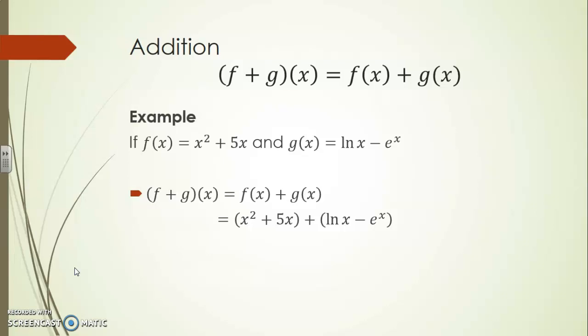x squared plus 5x plus ln of x minus e to the x. The parentheses are not necessary, and we'll simply remove them. So we create a new function whose name is f plus g, but it is the result of f and g's addition individually.